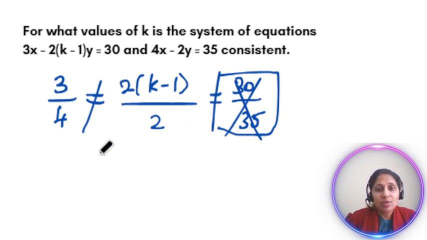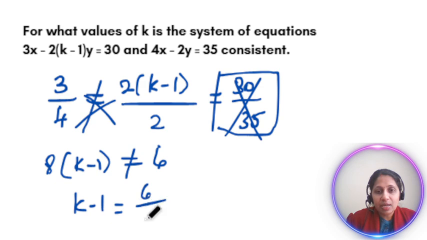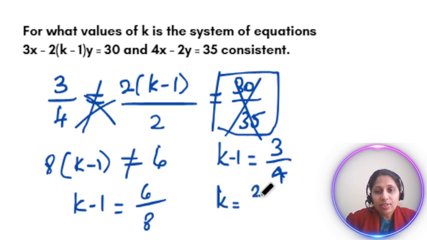So let's solve for this. When you cross multiply both the sides, you get 8 times (k minus 1) should not be equal to 3 times 2, which is 6. So k minus 1 equals 6 by 8. Let us put it in the lowest form. k minus 1 equals 3 by 4. So k equals 3 by 4 plus 1, which is nothing but 7 by 4.